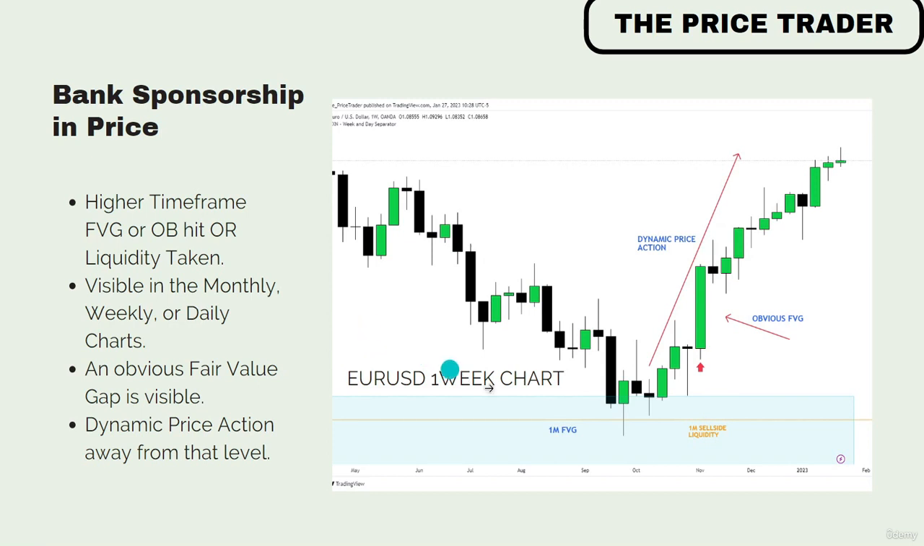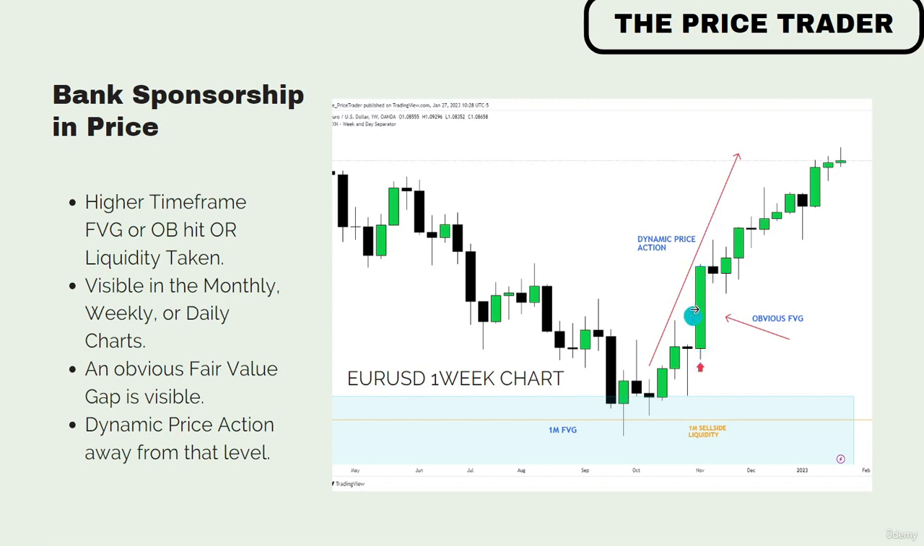Once we hit that imbalance or fair value gap, we see that before the market responded this aggressively, it started by breaking market structure here, and it came and broke here. When it was breaking this market structure, we see an obvious fair value gap being left. So this is an obvious fair value gap.